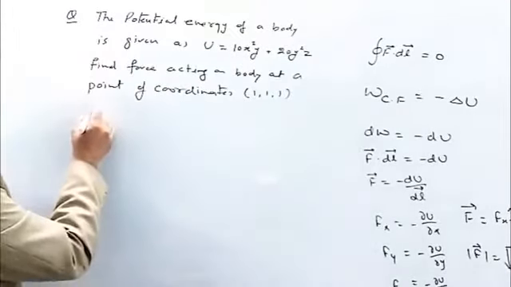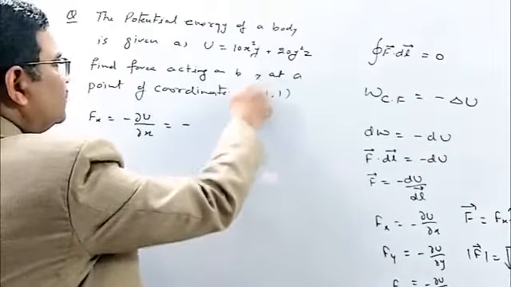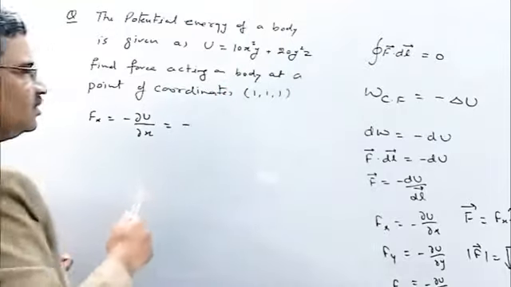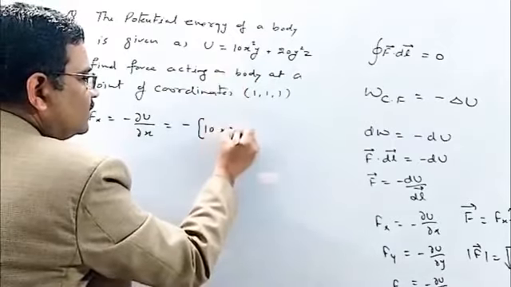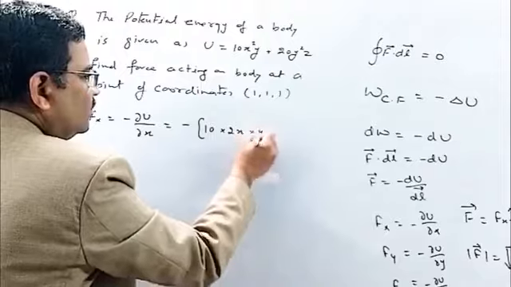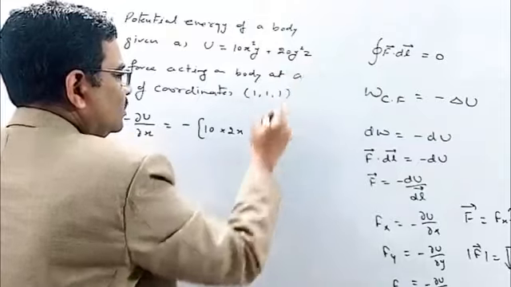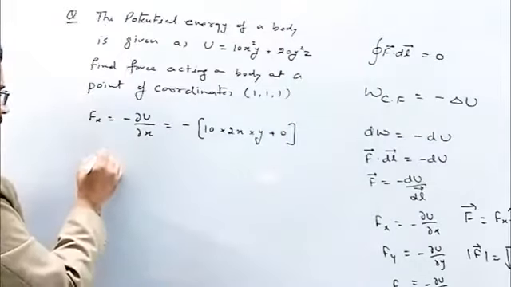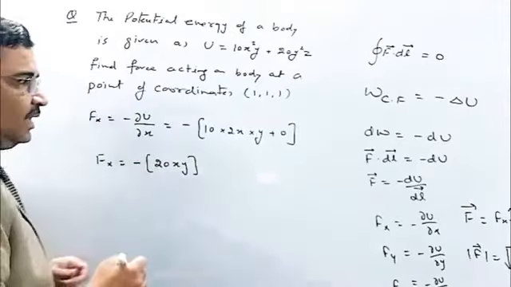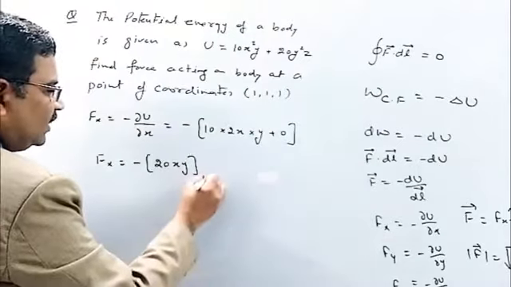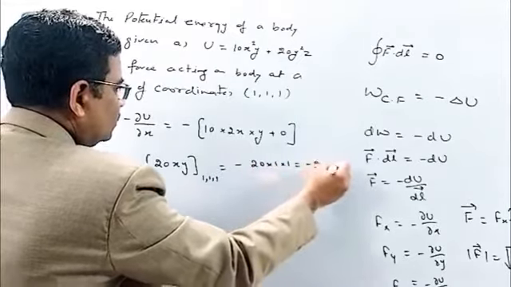So Fx is equal to minus del U by del x. Now differentiation of this with respect to x, taking y and z as constant, so this will be 10x square, and the differentiation of x square is 2x. y is a constant term, so it will be written as it is. Here y and z both are constant, so this total quantity is constant, and its differentiation is 0. So I get Fx is equal to minus 20xy, and x, y, z are given as 1, 1, 1. So I will put them, and I get minus 20 into 1, so that is minus 20 Newton.